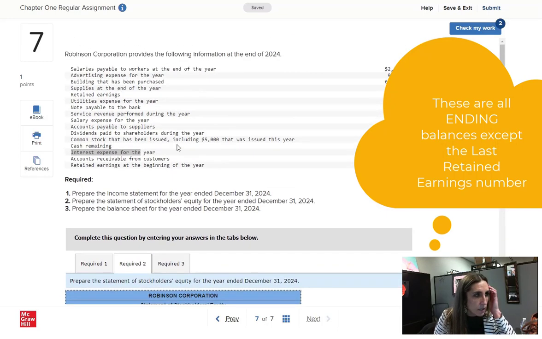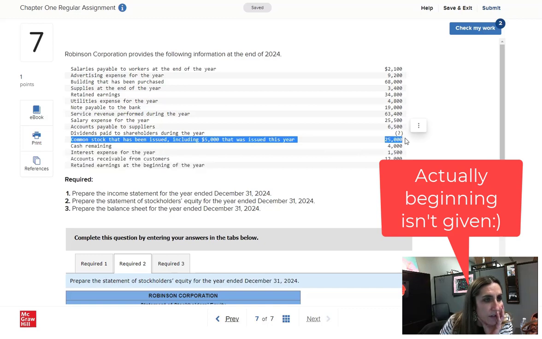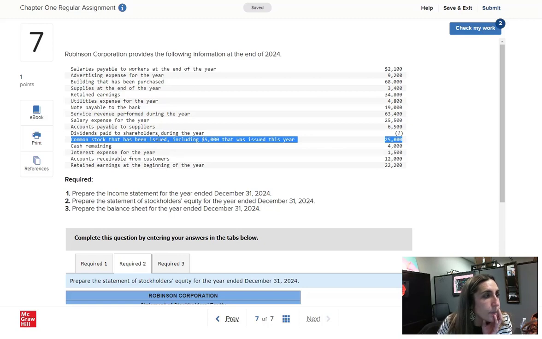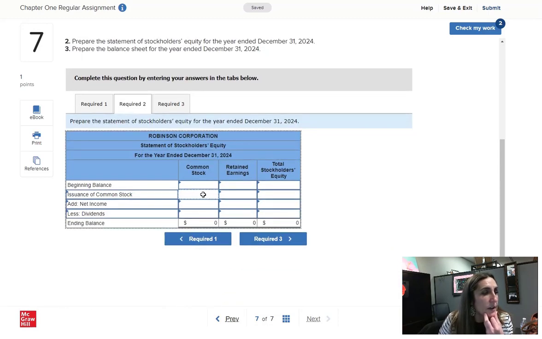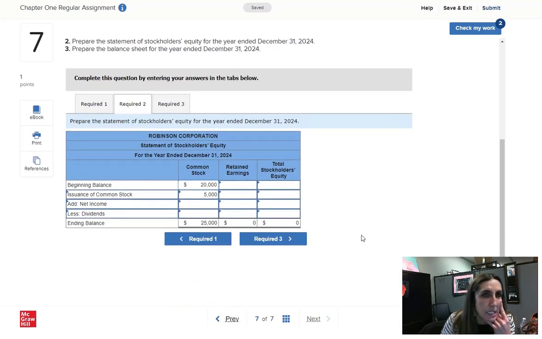Beginning balance of common stock is given in the problem. It says common stock that has been issued, including 5,000 that was issued this year, is 25. So what that's telling me is that is actually the ending amount that has been issued. So it's the total already at the end. That includes 5,000 that was issued during the year. So 5,000 is going to go here. The beginning has to say 20 if I want it to end up being 25. Make sure you mark that appropriately in your notes. The 25 they give me is actually what I want to show up as the end.